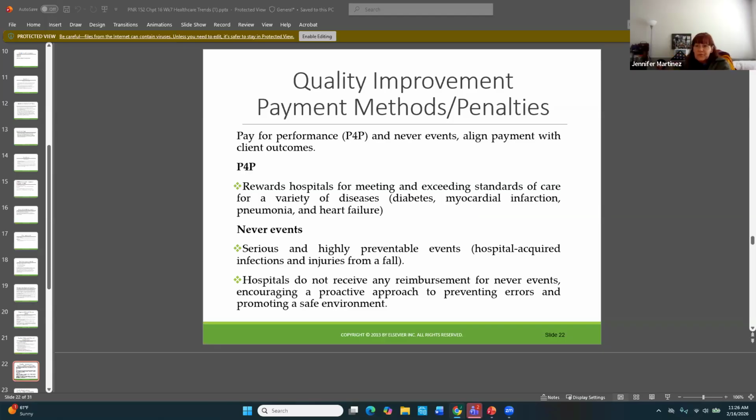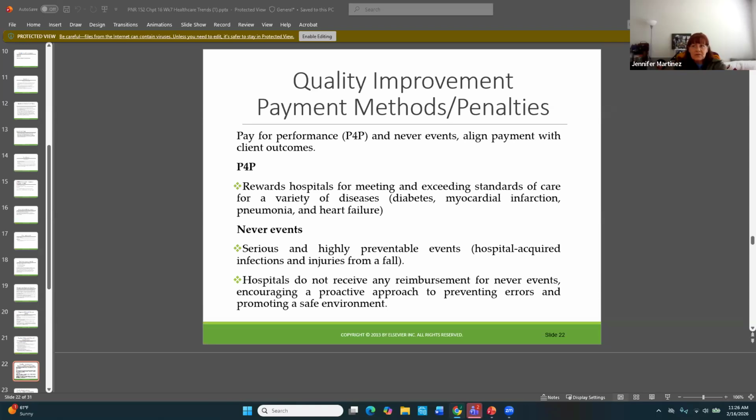Other quality improvement measures that we have: pay for performance. What is it? Pay for performance, never events, and aligning payment with client outcomes.